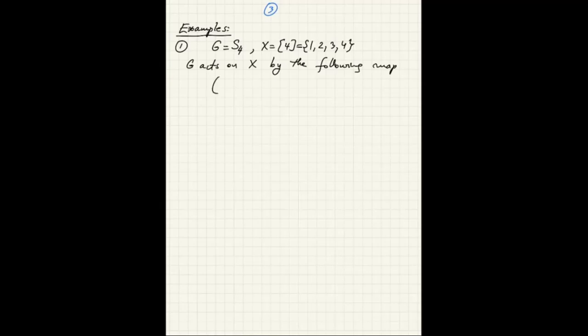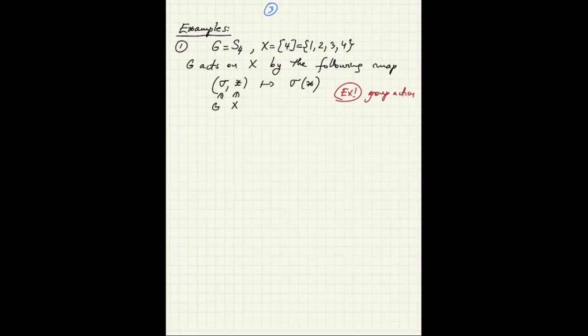So we send every ordered pair sigma and x, where sigma comes from G and x comes from the set X, to sigma of x. And I'm not going to check here, but I'll leave it to you as an exercise to prove that this is a group action.